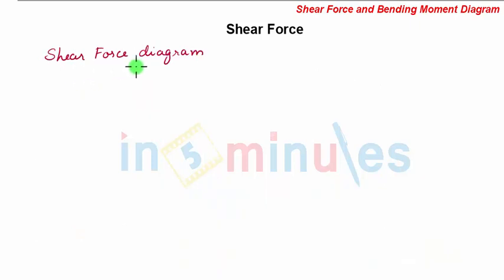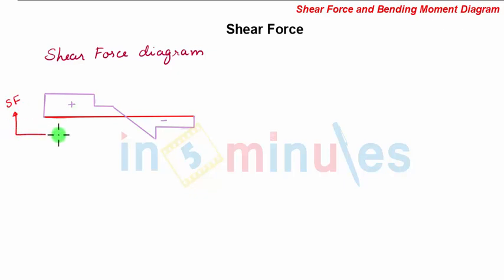So when we plot the variation of shear force all along the length of the beam, we get a diagram called the shear force diagram. The figure here shows a typical shear force diagram for the beam. In this diagram, we have on the y-axis the magnitude of shear force, whereas on the x-axis we have the length of the beam. We see shear force at some part of the beam is positive, whereas another part is negative.